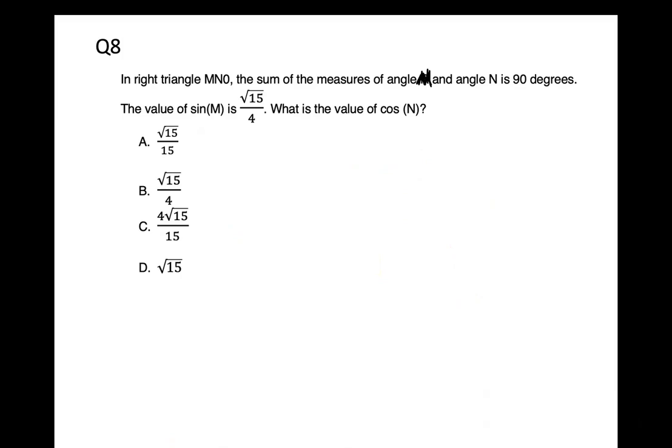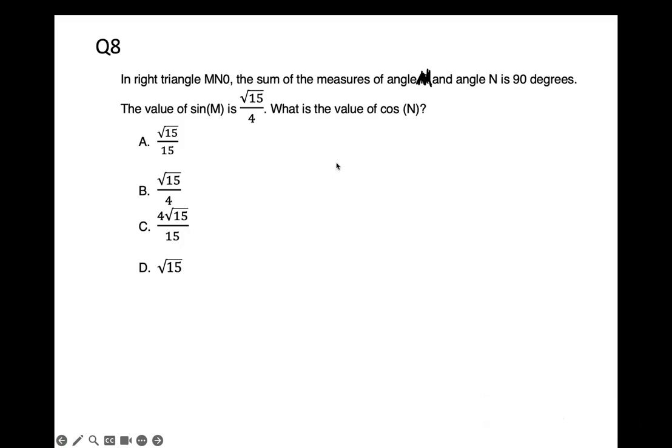In triangle MNO, the sum of the measures of angle M and N is 90. That should tell you these are complementary angles. The value of sine M is what? 15 square root over 4. What is the value of cos N? Stop the video, answer this question. Let me know what you think is the answer, but use the concept you know.